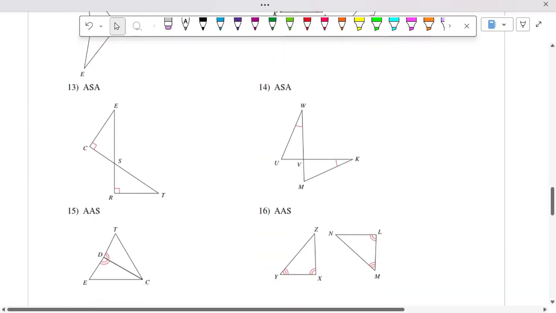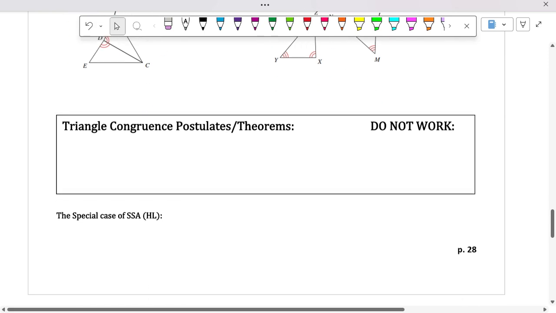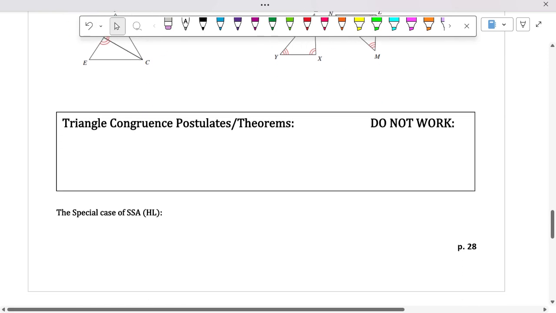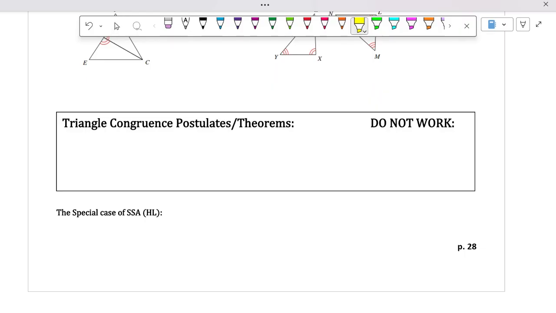All right. Now, go down to the bottom of page 28. So, these are the congruence postulates that do not work. All right? So, they do not work. So, if you see this method of marking, we don't have enough information to say they're congruent. So, the first one is AAA, or just AA because of the third angle theorem. So in other words, angle, angle, angle, or just angle, angle. Either way, it's the exact same thing.